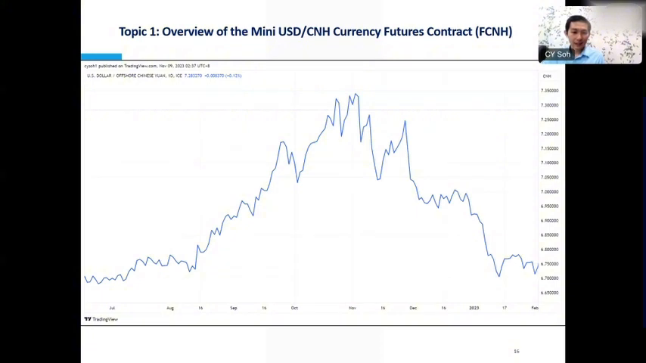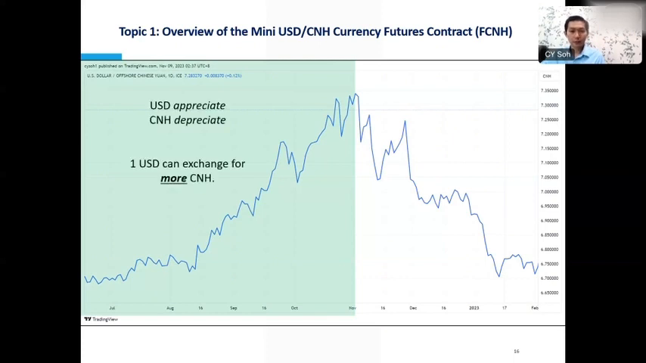Now let's take a look at this example. What does it mean by strengthening and weakening of a currency? For example, this is a US dollar against a CNH chart. Here on the first left hand side is where your US dollar appreciates. On the flip side, your CNH depreciates. In other words, it also means that your $1 you can exchange for more CNH.